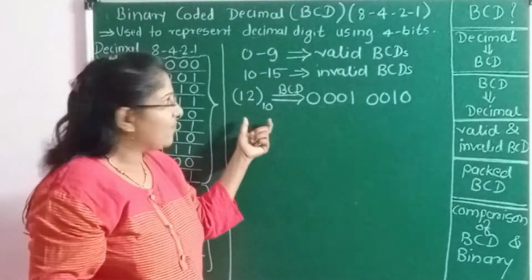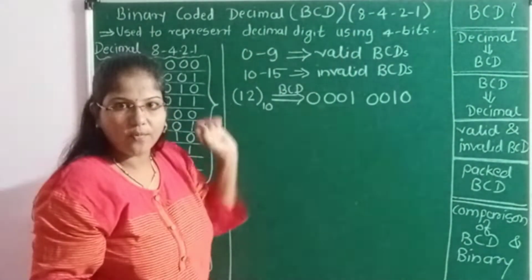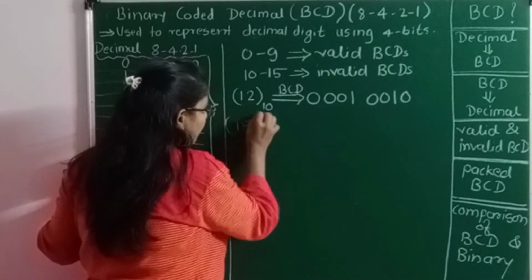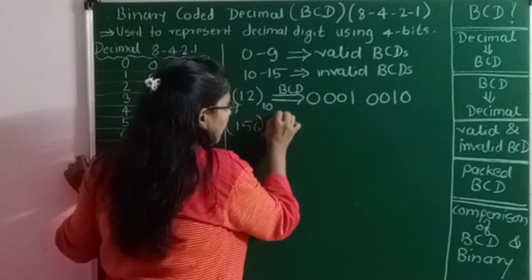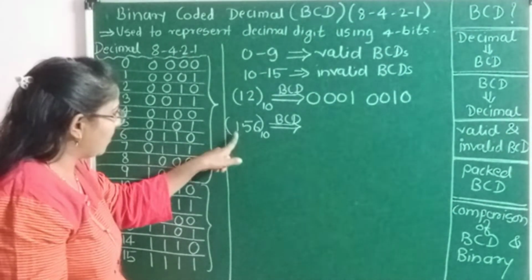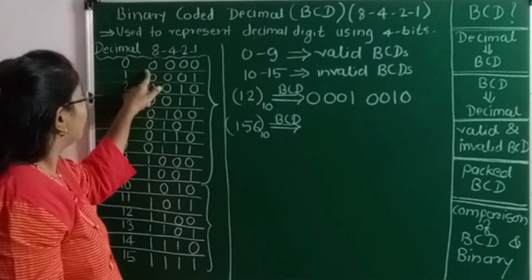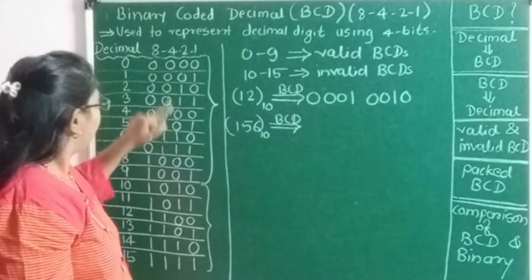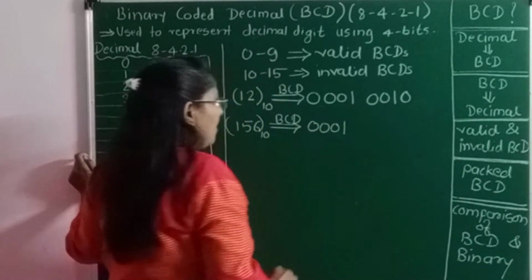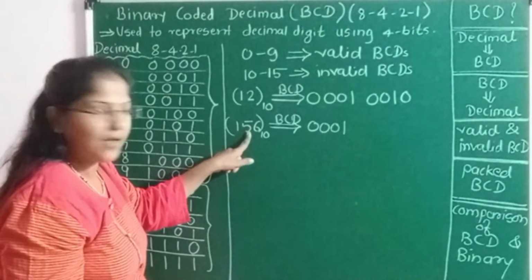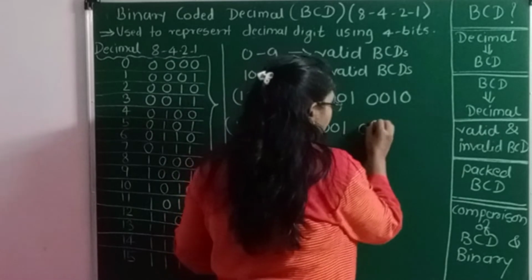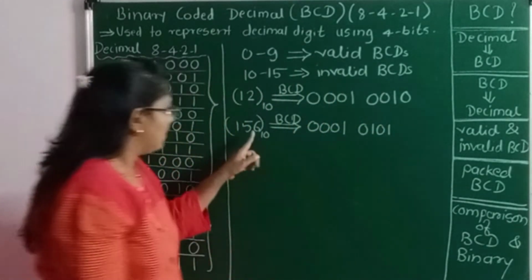So BCD represents each decimal digit using 4 bits. Here I will take one more example. Suppose the decimal number 156 is given. How to write its equivalent BCD? Okay. The first one is 1. How to represent 1 using the BCD? 0001. So write here 0001. Next, what is the next digit? 5. So how to represent 5 using the BCD? 0101. Next digit is 6.